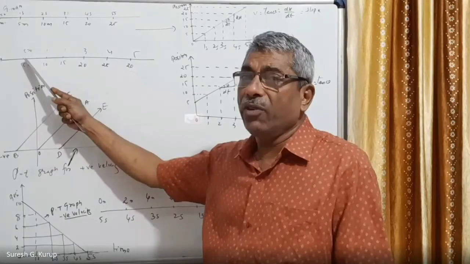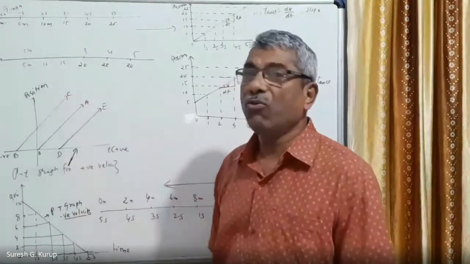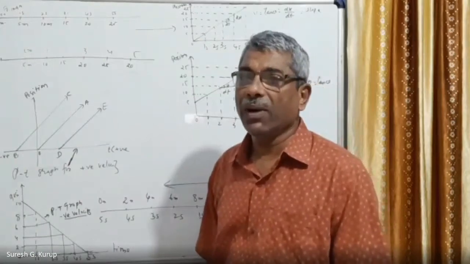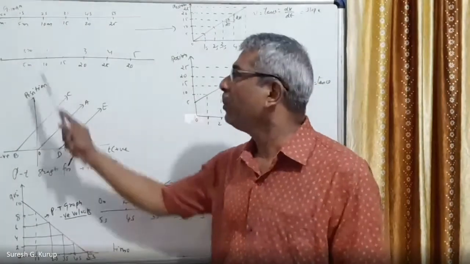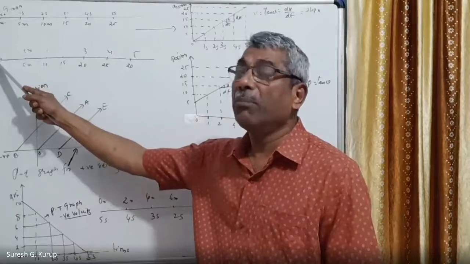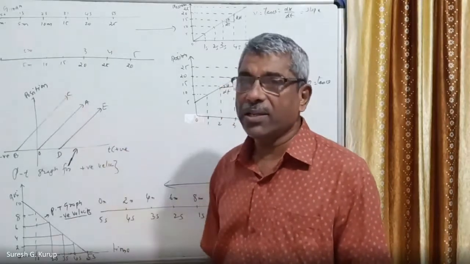From the origin. Away from the origin, there is a 5 centimeter mark where the body is traveling. That means at zero time, the body is not at the origin, but it is away from the origin at a distance of 5.